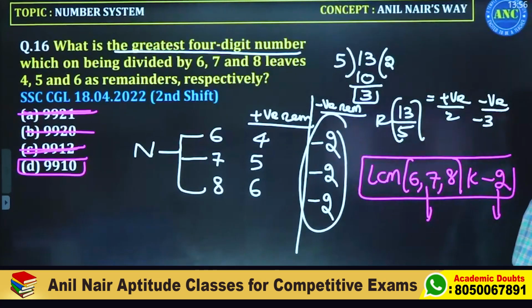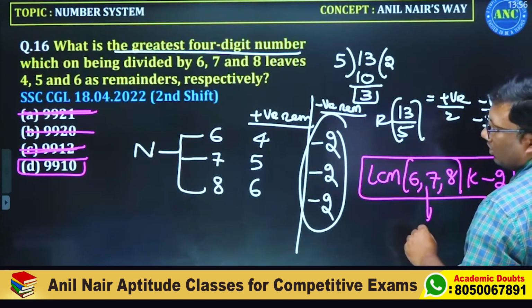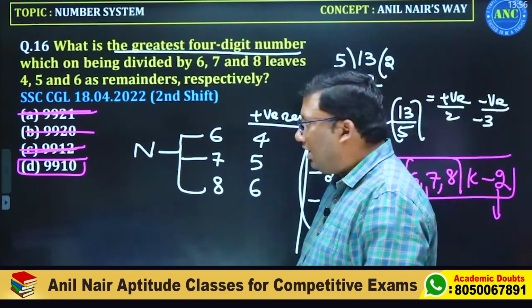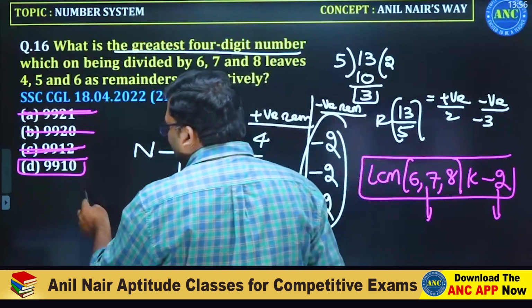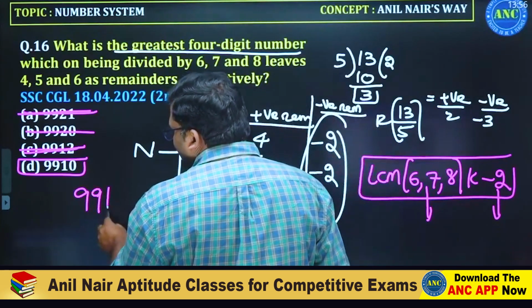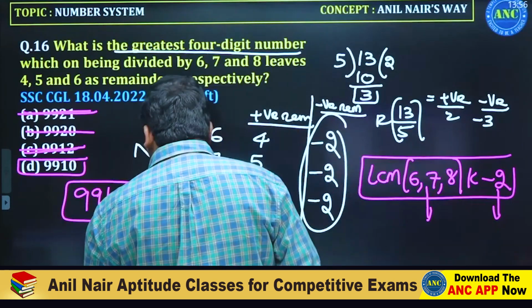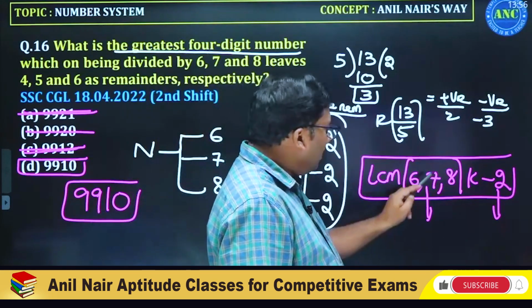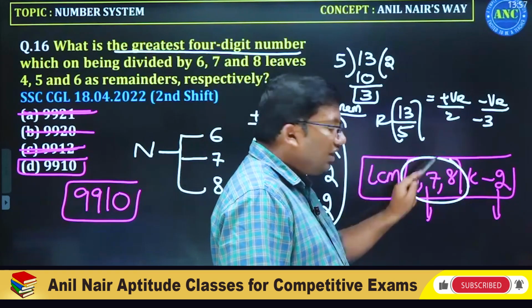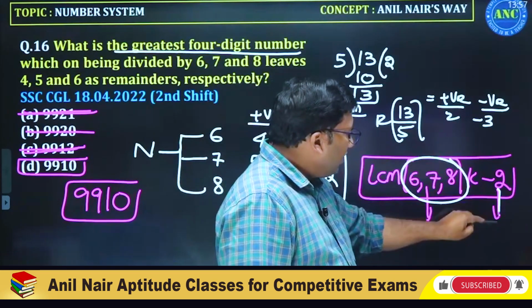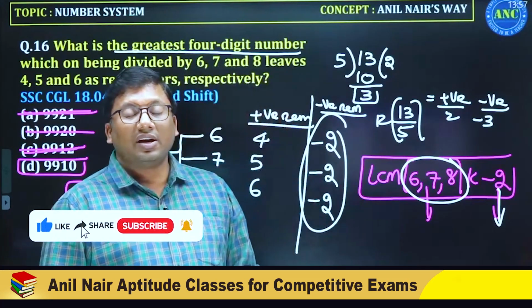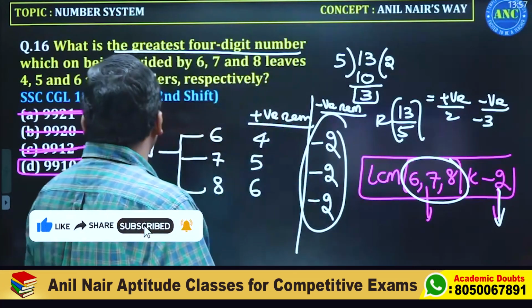Another way to do it is, see here. Now if you observe carefully, the answer for this question is 99, 10. You can directly tell it in another way also. What is the other way? See here. This is divided by 4. 8 is divisible by 4. This is minus 2. Answer when divided by 4, the negative remainder should be minus 2.